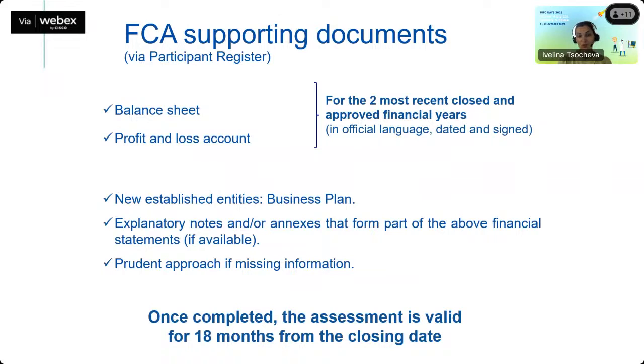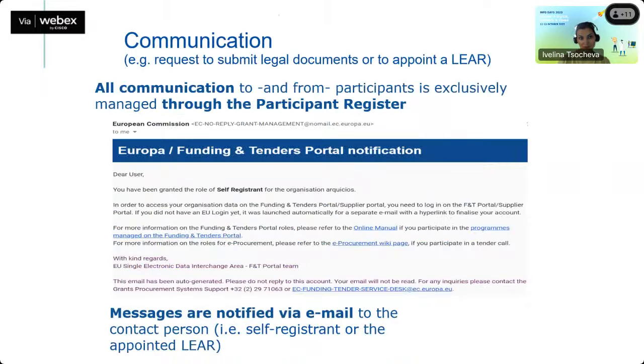Of course, in case of newly established entities that do not yet have finalized and approved accounts, we are going to request a business plan which will present the financial forecast for their first year. The financial documents are required for the two most recent closed approved accounting years, and the validity of the FCA is 18 months. And now I pass the floor to my colleague Elin, who will walk you through the communication with us through the funding and tender portal.